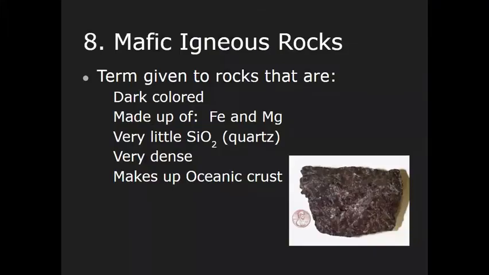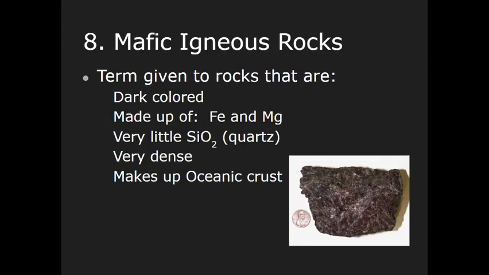We can also describe igneous rocks based on their mineral content. Geologists use the color of the rock to infer mineral content. Dark colored igneous rocks are going to be made up of magnesium and iron. They're going to have very little quartz in them, quartz being a silicate. Igneous rocks with a lot of silicate are going to be lighter colored. So looking at this, we can see that it's a dark colored rock. It has very little silicate in it, but it has a lot of magnesium and iron. And these igneous rocks tend to be more dense than their lighter colored counterparts.